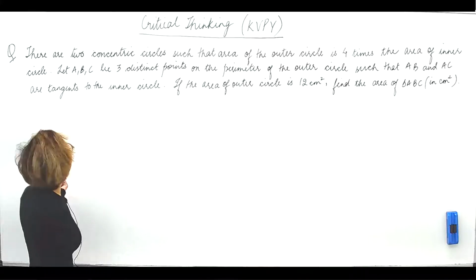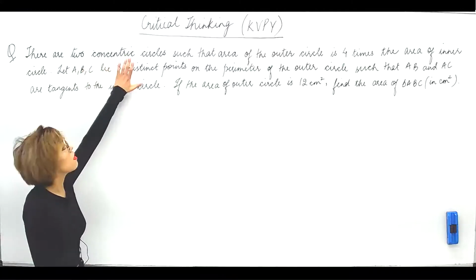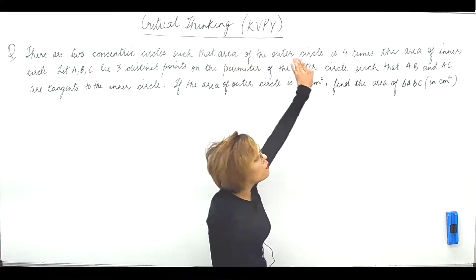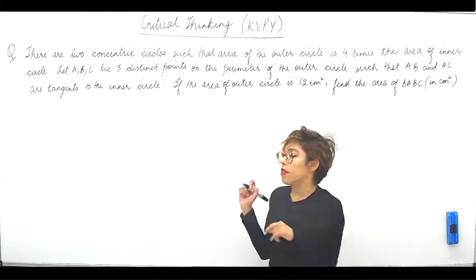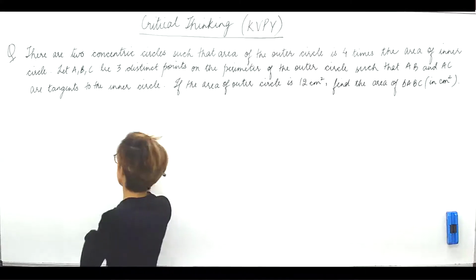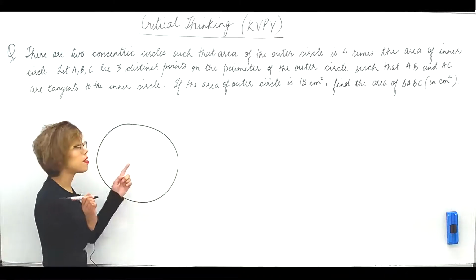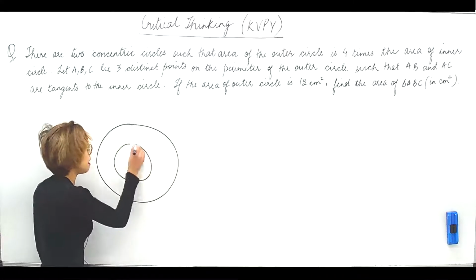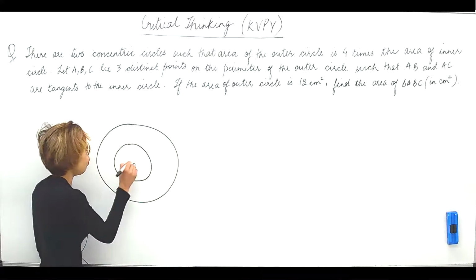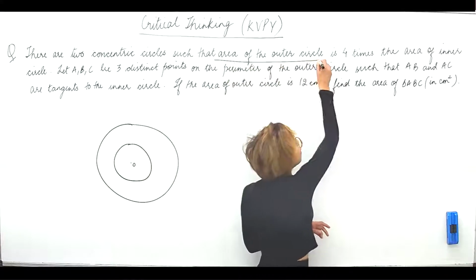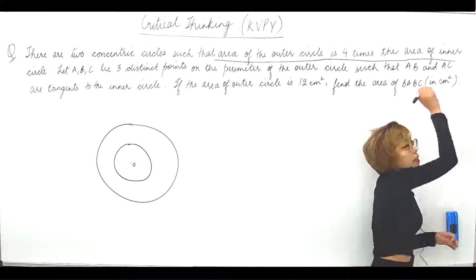Alright, so the next question is, there are two concentric circles such that the area of the outer circle is 4 times the area of the inner circle. Right, two concentric circles. So obviously I do know what concentric is, right? As in two circles whose center is the same. Suppose the common center is O. Now I know that the area of the outer circle is 4 times the area of the inner circle.